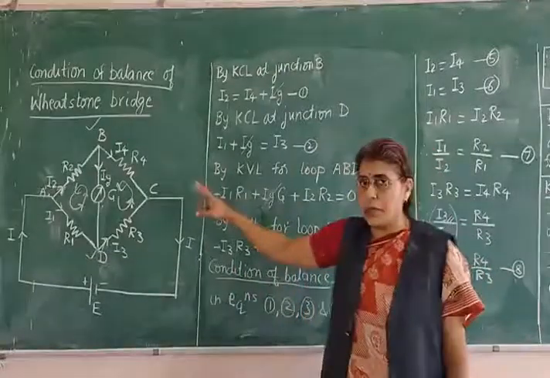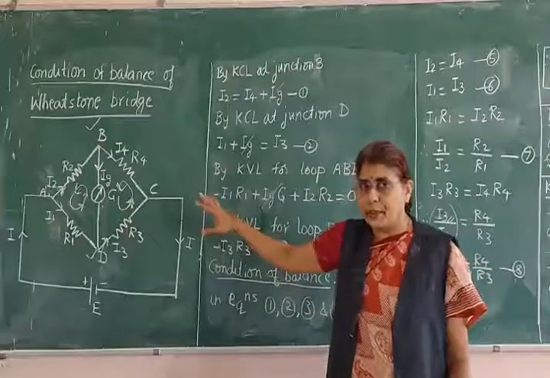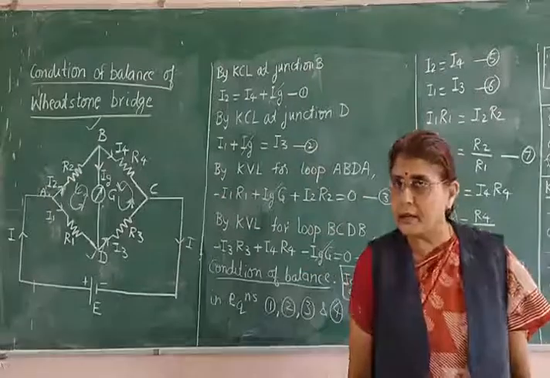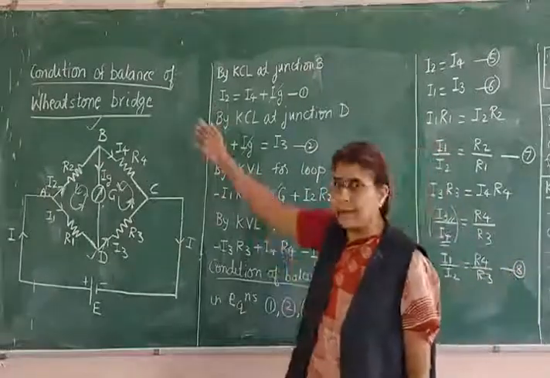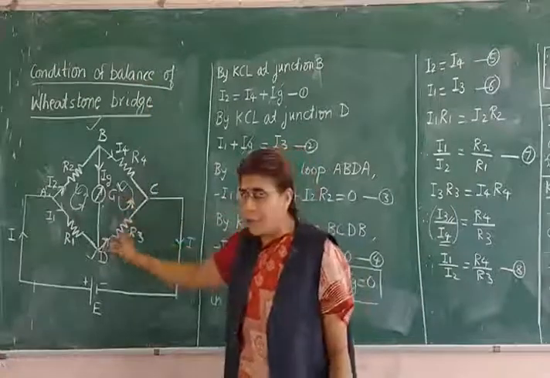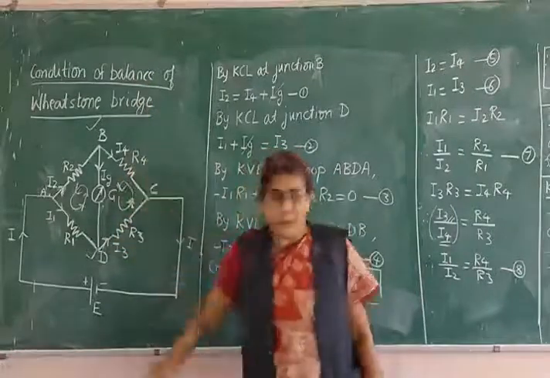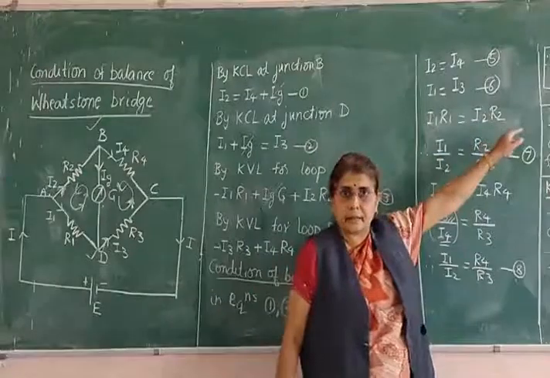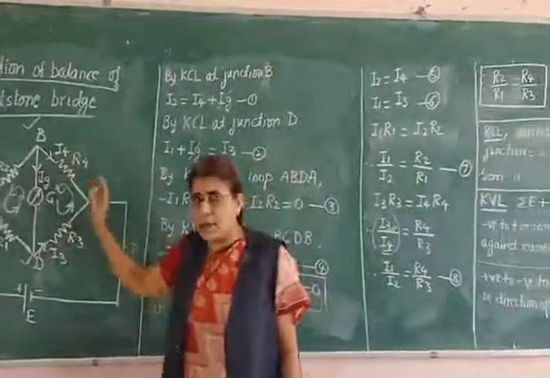A 2 marks question is also usually asked from Wheatstone's bridge. The 2 mark question will be like this: do not derive, just write the condition of balance of Wheatstone's bridge. So you have to draw the figure like this, and according to your figure, your condition should be correct. You can name the resistances as P, Q, R, S also.